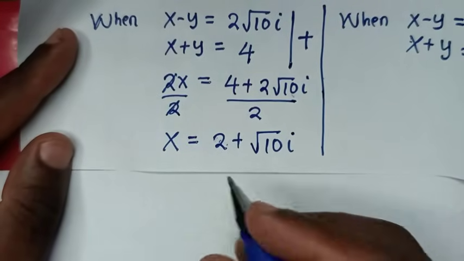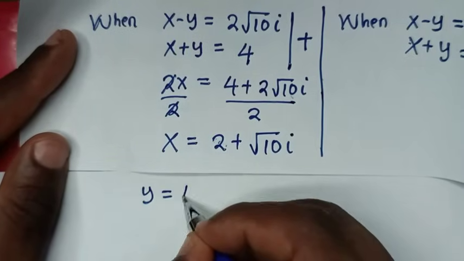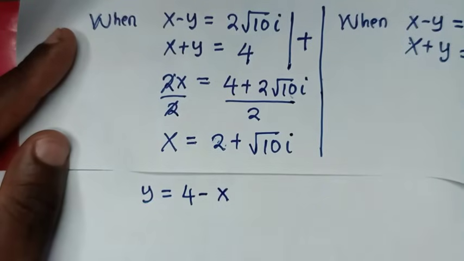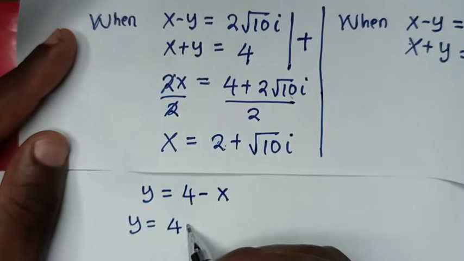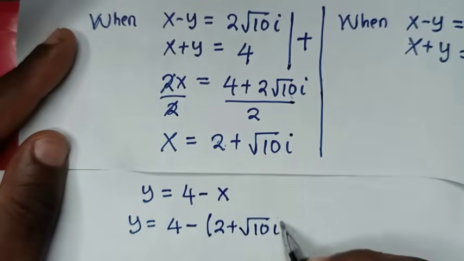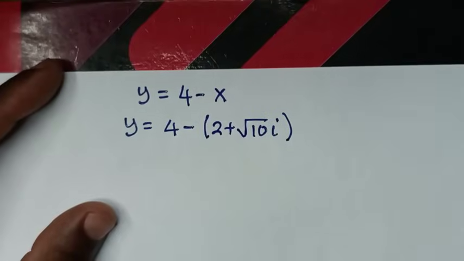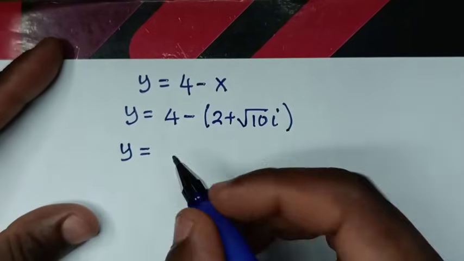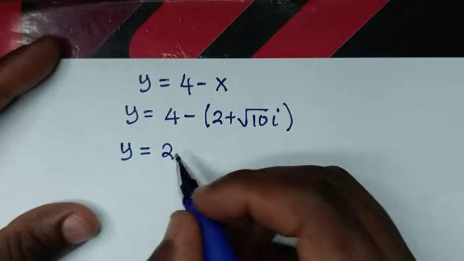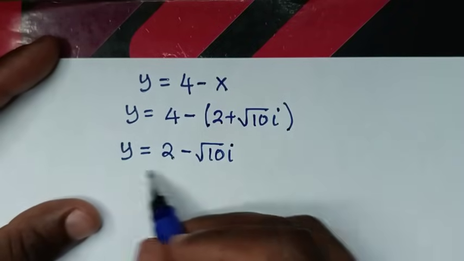Now to get the value of y, from x plus y is equal to 4, so y is equal to 4, we take x to the right side, so it becomes minus x, then y is equal to 4 minus x, which is 4 minus (2 plus square root of 10i). Then from here y is equal to 4 minus 2 is 2. Then in here it will be negative, so negative square root of 10i. So in here we get the value of y.